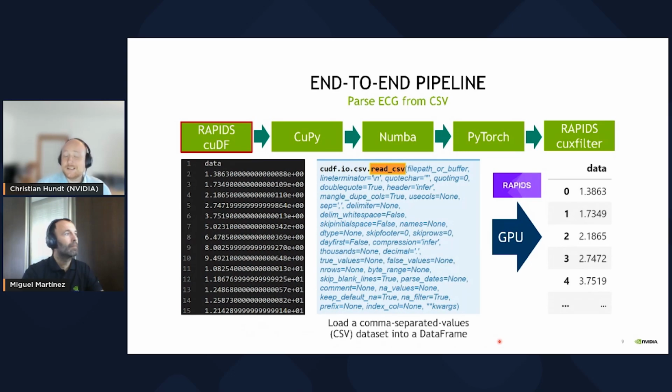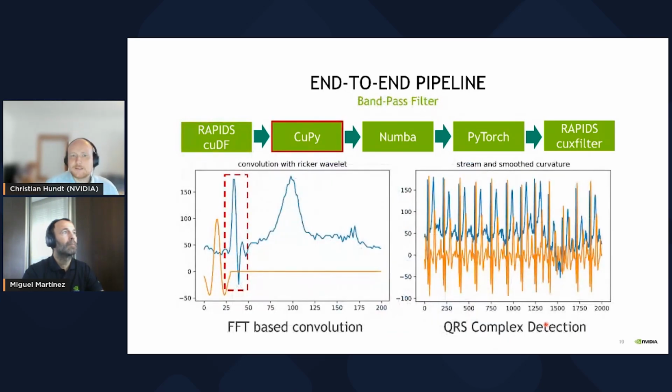And therefore, it's a good idea to actually do that on a GPU, and you will end up with a data frame that lives already on the GPU. You can see that on the right on that slide. Okay, we have the data on the GPU and we can parse it at the speed of light. That's great, but now we would like to isolate the heartbeats. Remember, continuously measured heartbeats.